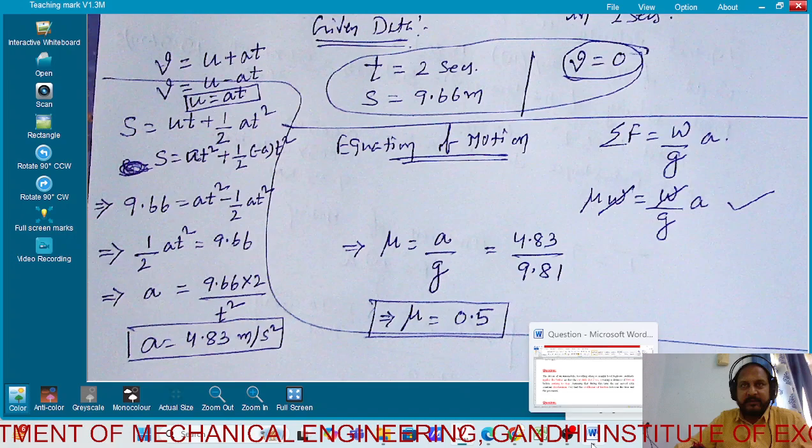So this is the next question. Can anyone read? Can you see the question? A mine cage of weight W equal to 8.9 kilonewton starts from rest and moves downward with constant acceleration, traveling a distance s of 30 meter in 10 seconds. Find the tensile force in the cable during this time.